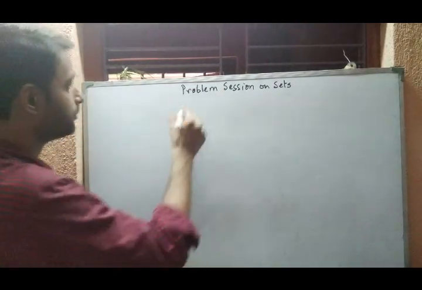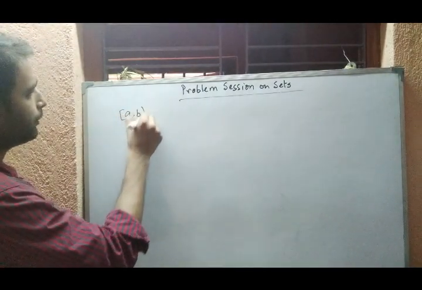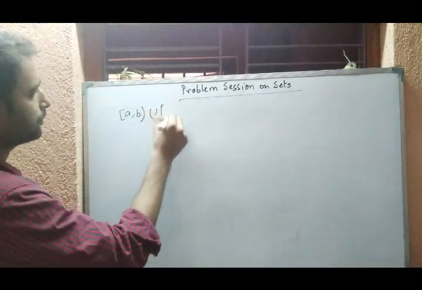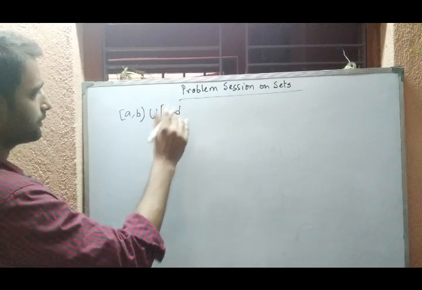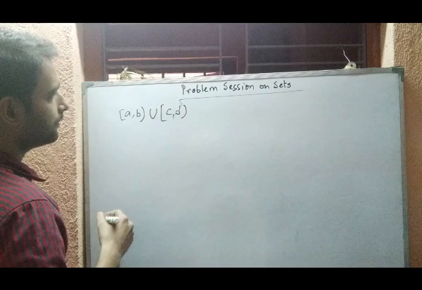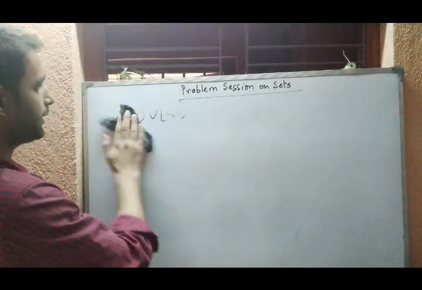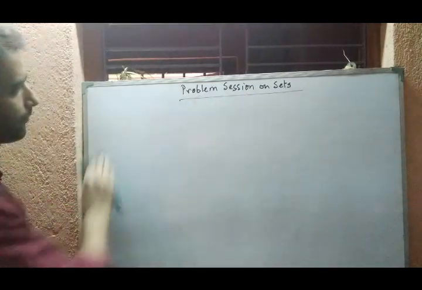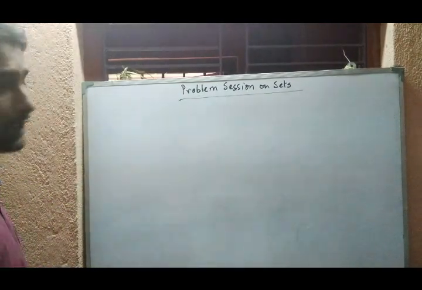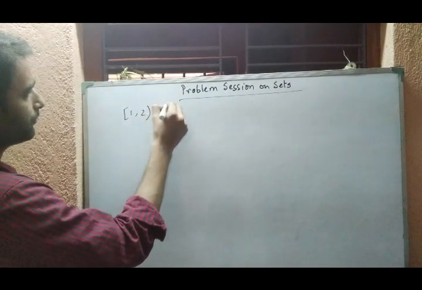So they are very much useful in mathematics. Okay, so suppose we are trying to find the union of these two semi-open intervals, [a, b) and [c, d). First, let us do it with numbers. It will be better.